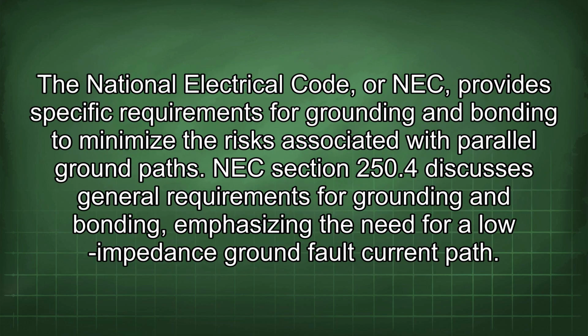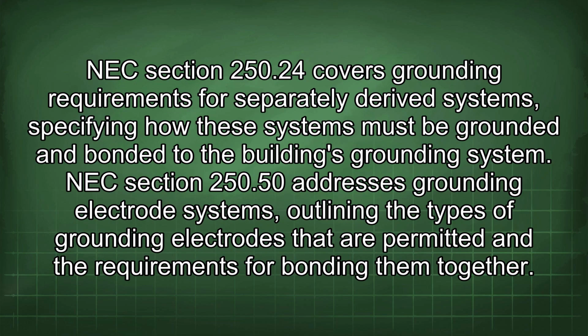The National Electrical Code, or NEC, provides specific requirements for grounding and bonding to minimize the risks associated with parallel ground paths. NEC Section 250.4 discusses general requirements for grounding and bonding, emphasizing the need for a low-impedance ground fault current path. NEC Section 250.24 covers grounding requirements for separately derived systems, specifying how these systems must be grounded and bonded to the building's grounding system.